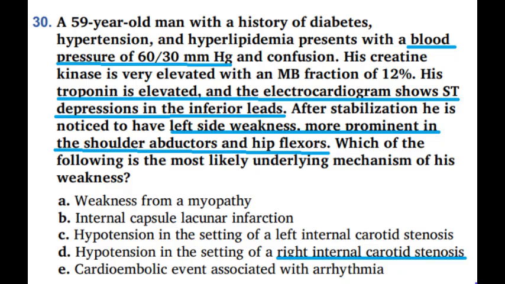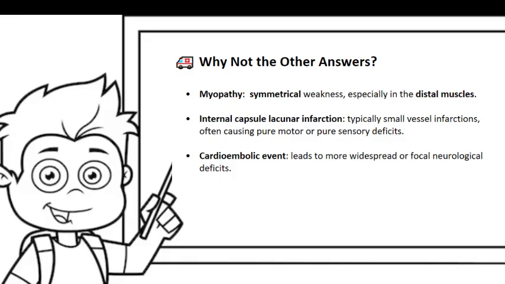Why not the other answers? Myopathy tends to present with symmetrical weakness, especially of the distal muscles. This patient has very localized weakness in the proximal limbs. Lacunar strokes are typically small vessel infarctions, often causing pure motor or pure sensory deficits. Internal capsule lacunar infarction is not consistent with the proximal muscle weakness that is seen in this case.